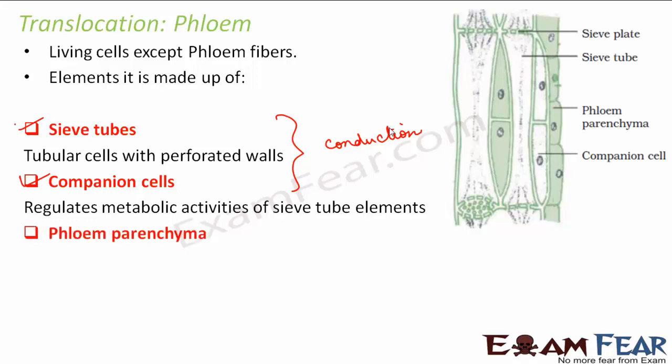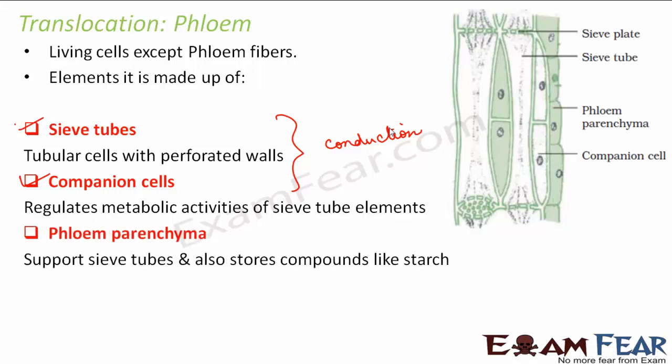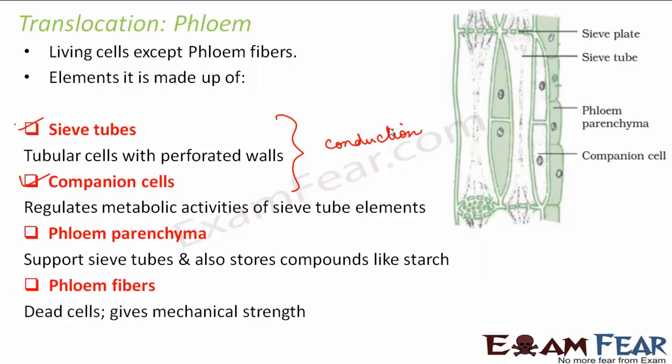Other than this, they also have phloem parenchyma, which is mainly used to support the sieve tubes and also store food. For example, xylem parenchyma was also mainly used for storage. Similarly, this phloem parenchyma is also used primarily for storage. Then we have phloem fibers, which are again dead cells, and they are only to give mechanical strength to the plants. So what did we see? That in xylem, it was the tracheids and vessels which were used for conduction. Similarly, in case of phloem, it is the sieve tubes along with the companion cells which are used for translocation.